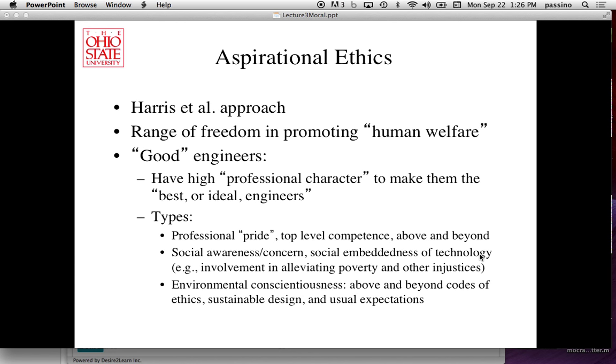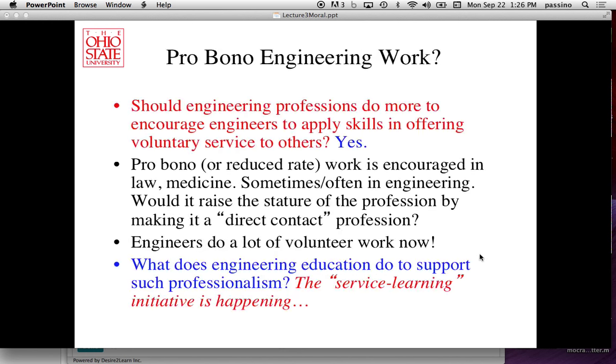There's good reason, then, to have high professional pride. They have top-level competence, above and beyond. They might reach out and have a social awareness or an environmental conscientiousness. So, pro bono engineering work, I talked about this just briefly. I'm just going to go over this quickly.